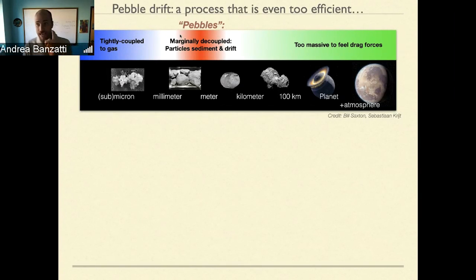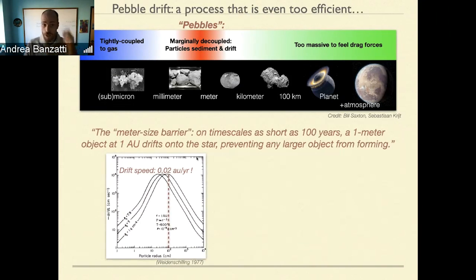Okay? The size of the fastest drifters depends on where you are in the disk, because the density of the gas is also changing. So this goes from 1 meter solid objects at 1 AU to millimeter solid objects at 100 AU. This was recognized very early on in one of these fundamental papers, where you can see the drift speed as a function of size of these particles. So now let's look at 1 meter solids at 1 AU. The drift speed is 0.02 AU per year. Multiply by 100, you get those meter solids all the way onto the star.